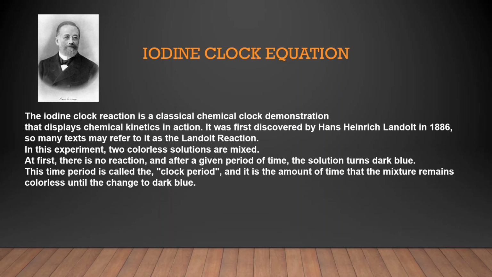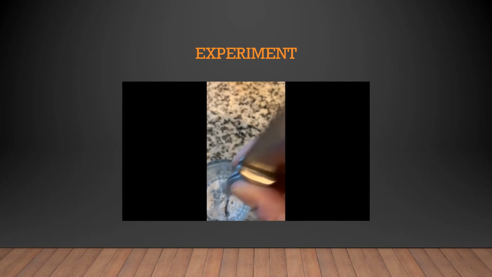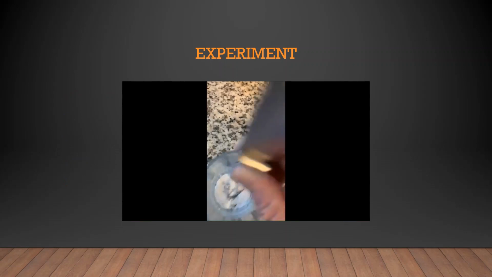a basic experiment. What I used for my experiment were two 1,000 milligram tablets of vitamin C, tincture of iodine, 2%, distilled water, 3% hydrogen peroxide, and cornstarch. So let's begin our experiment.